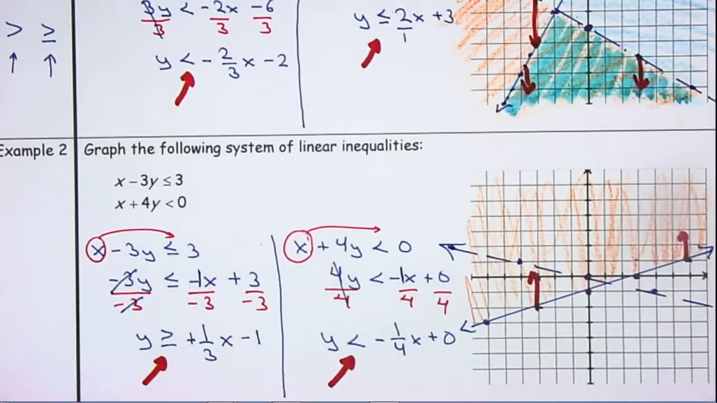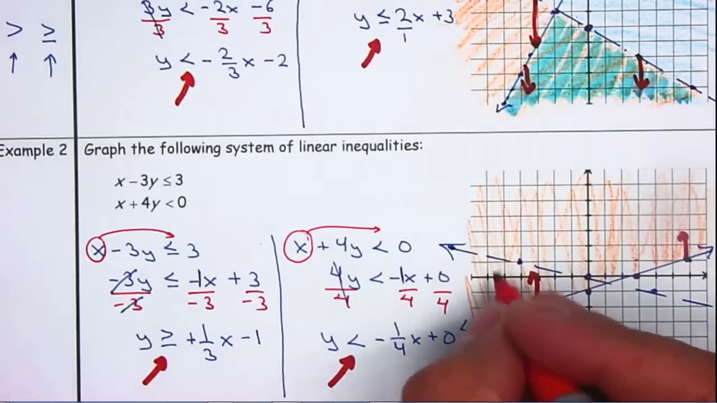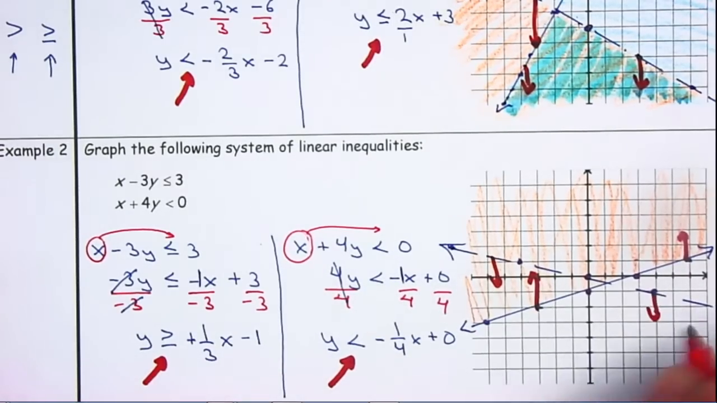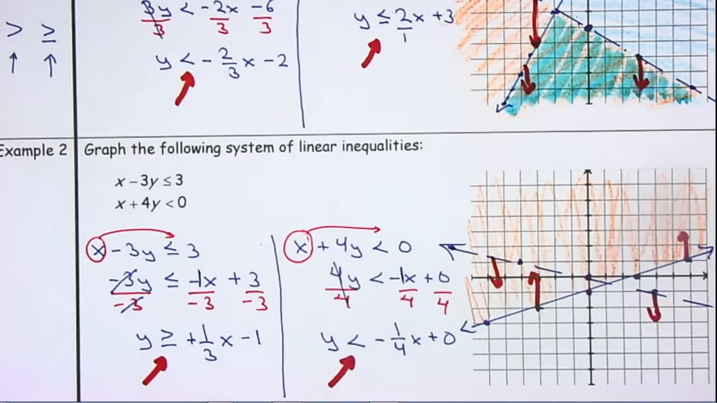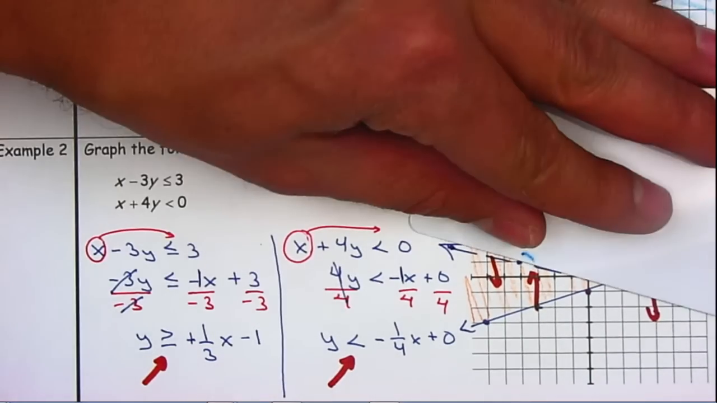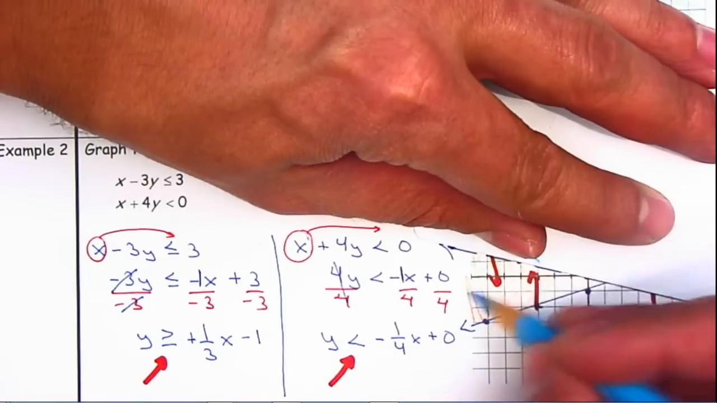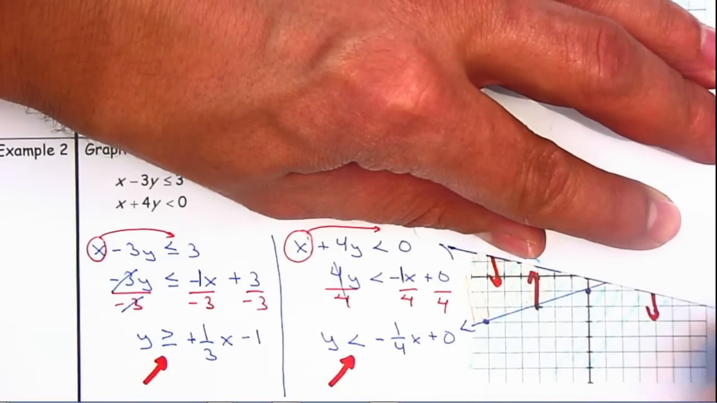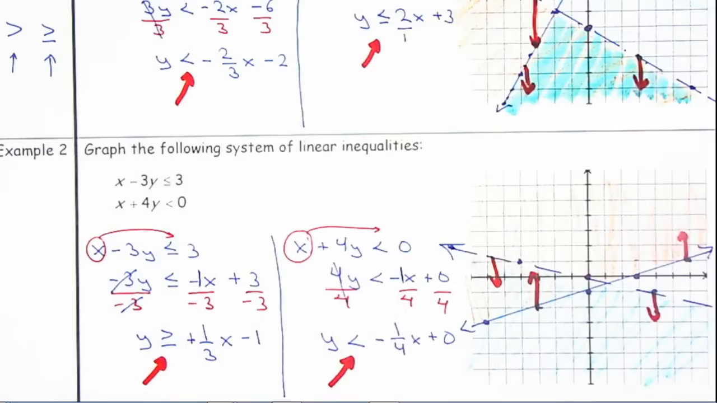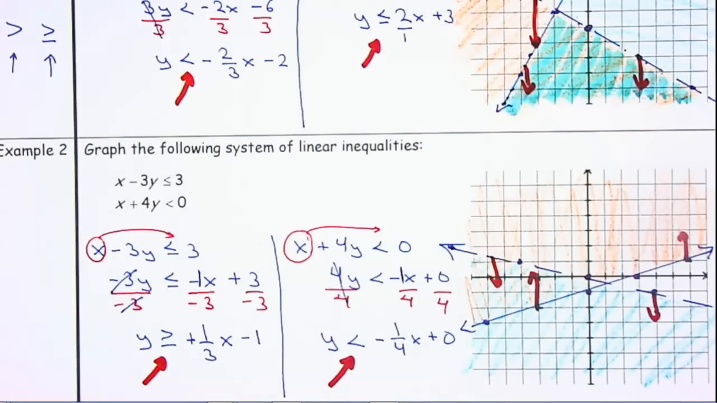Now I need to decide if I'm going to shade the top or the bottom. If it's less than, that means I'm going to be shading the bottom. So I'm going to shade that with my blue pencil. Now the intersection is where both shadings intersect.